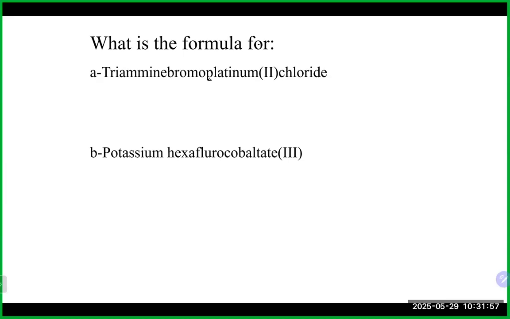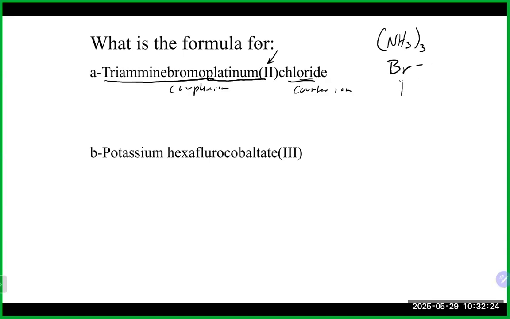Once again, this is the complex ion part here as we see the metal at the end of that part of the name. And again, that's what I was talking about before, not the end of the name, but the end of the complex ion part name. This would be our counter ion here. The chloride now would be our counter ion. So triammine is basically 3 ammonias. Bromo is a Br minus, and platinum with a Roman numeral 2 means it has a +2 charge.